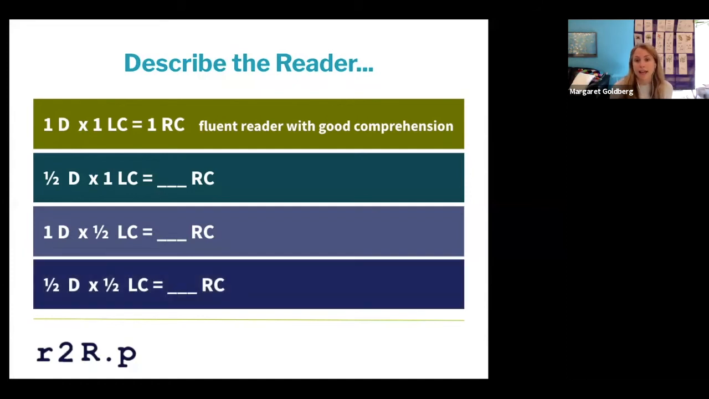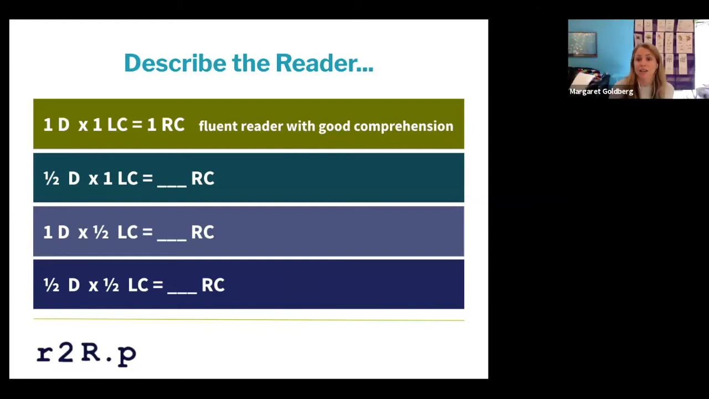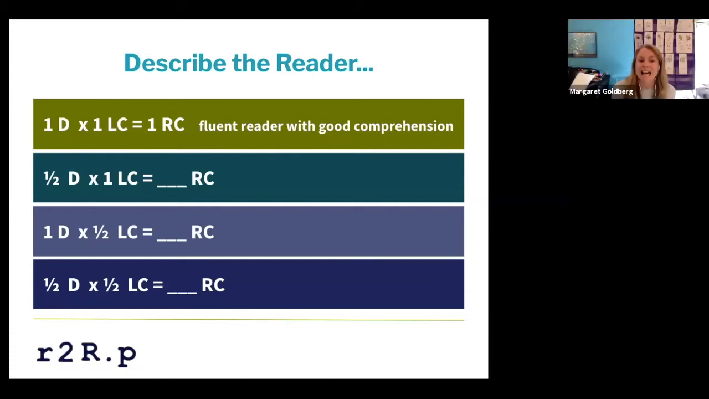All right, then we have this one. If a child has half the decoding skills and half the language comprehension skills, what's the result for reading comprehension? Low comprehension, low fluency. Yeah. Go ahead, Niels. It means that they're going to need phonics instruction and direct vocabulary instruction. Exactly. And like Jessica just put in the chat, the result is 1/4 of the reading comprehension that we would want for that child. Aaron is saying less accumulation of knowledge from reading.